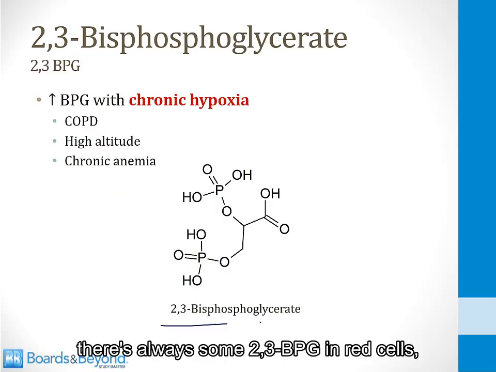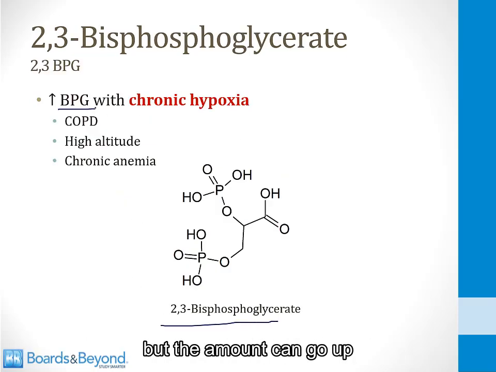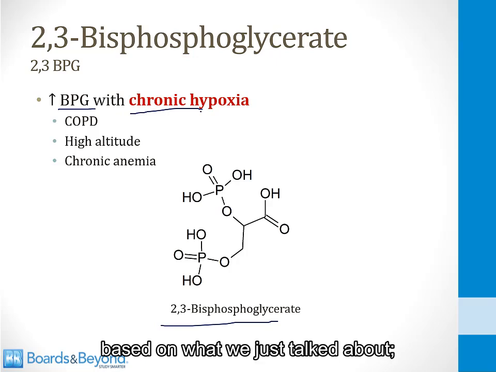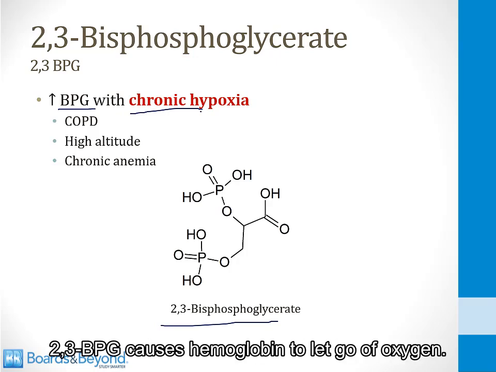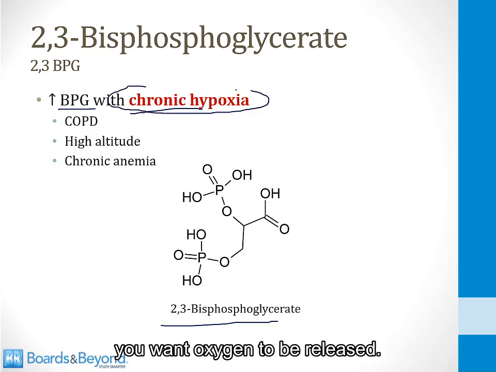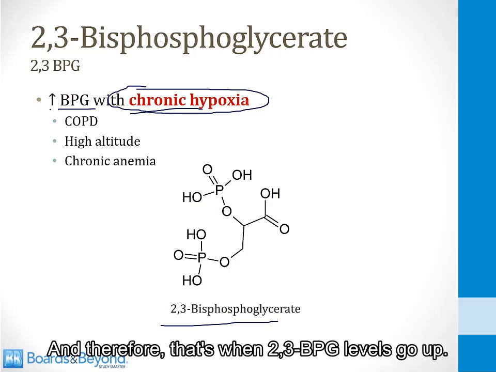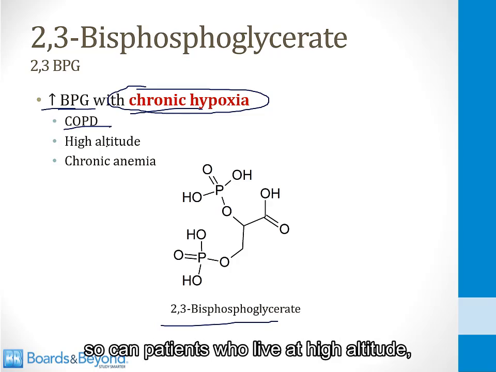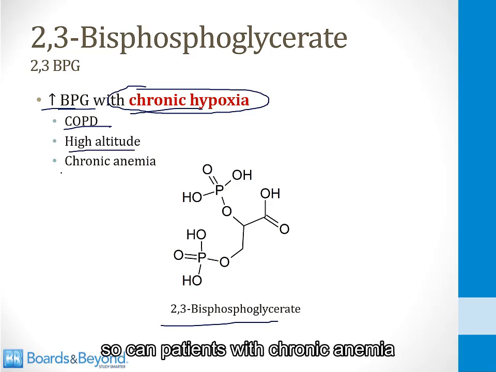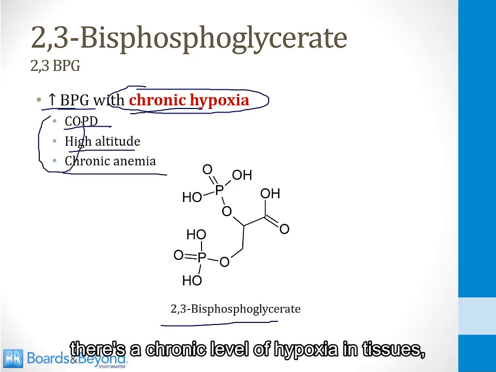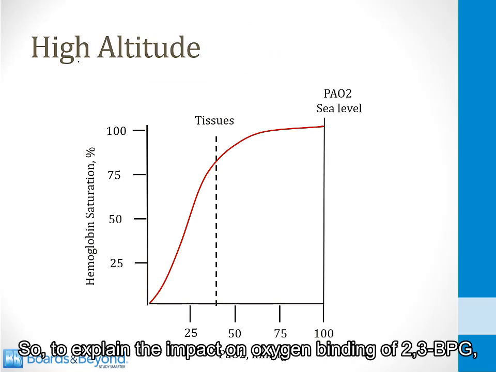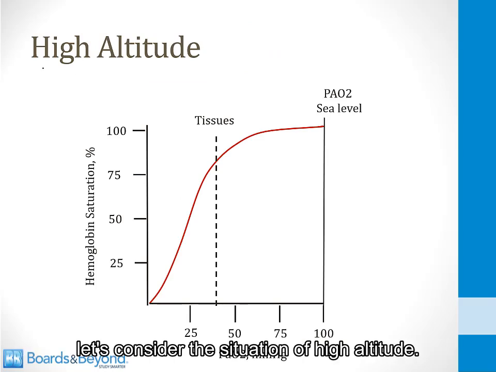So as I said before, there's always some 2,3-BPG in red cells, but the amount can go up when red cells are exposed to chronic hypoxia. And this should make sense to you based on what we just talked about. 2,3-BPG causes hemoglobin to let go of oxygen. So in the setting of chronic hypoxia, you want oxygen to be released, and therefore that's when 2,3-BPG levels go up. So patients with COPD can have high levels of 2,3-BPG. So can patients who live at high altitude. So can patients with chronic anemia. In all these situations, there's a chronic level of hypoxia in tissues, and that leads to red cells making more 2,3-BPG. So to explain the impact on oxygen binding of 2,3-BPG, let's consider the situation of high altitude.